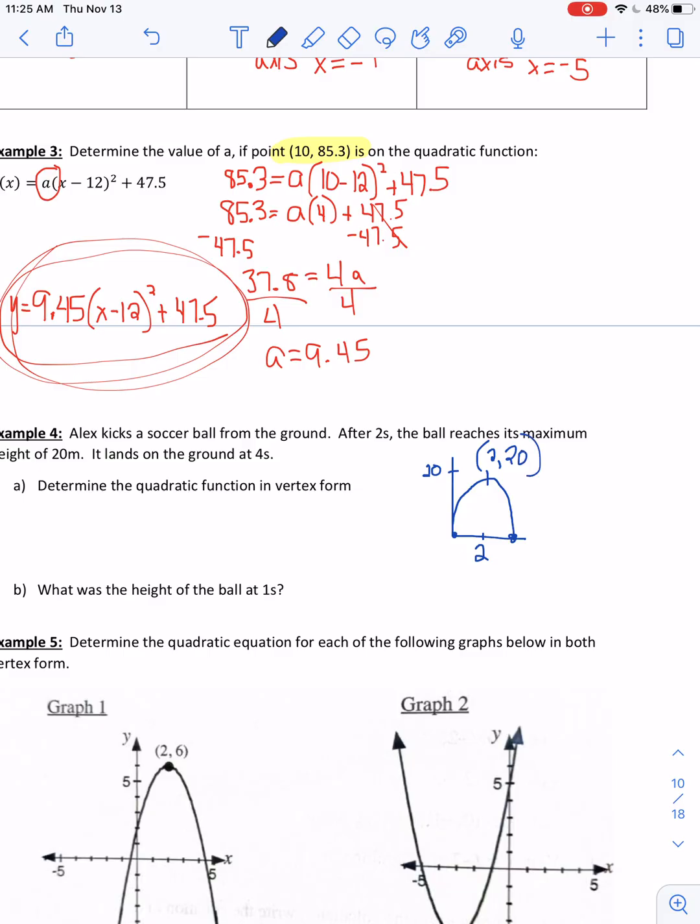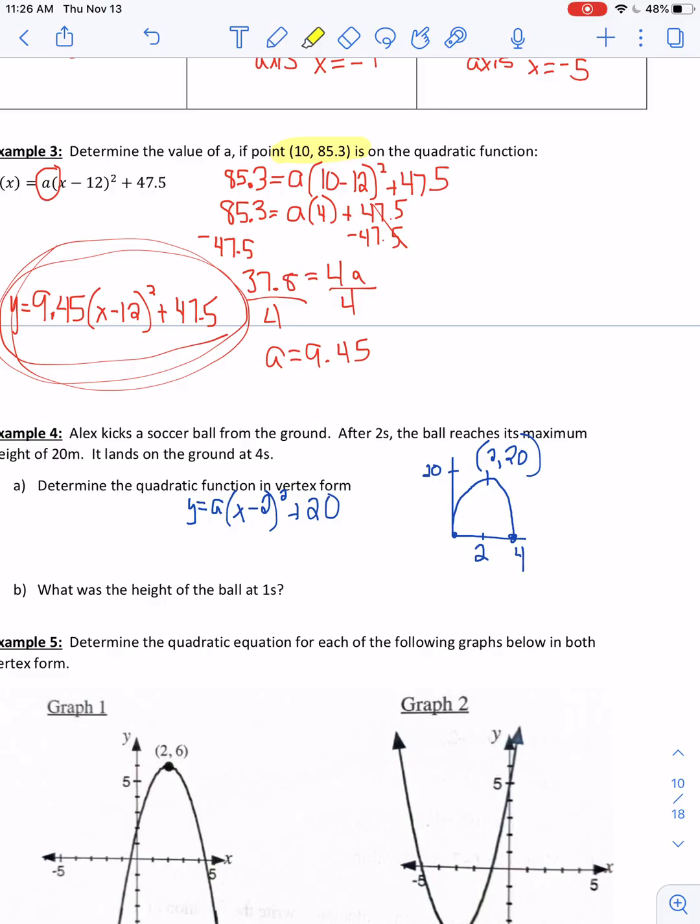And then it lands at the ground after 4 seconds. That would be my other x-intercept. Determine the quadratic function in vertex form. All right, so we know our vertex. So we're going to have x minus 2 squared plus 20. There we go. Opposite sign is the x value.